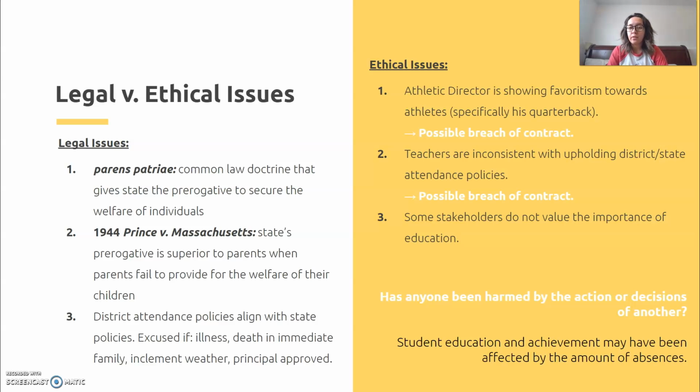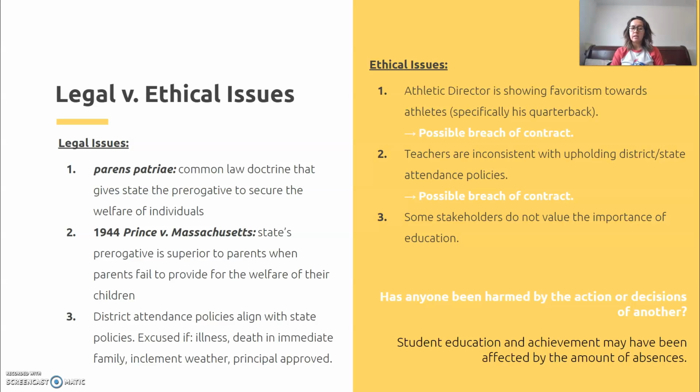Then we look at ethical issues. Our first ethical issue is by the athletic director. He is showing favoritism towards his athletes, and in this case, it is specifically his quarterback. He is excusing him to go home early on Fridays and to miss school to receive physical therapy in order to play. In his case, this might be a possible breach of the athletic director's contract.